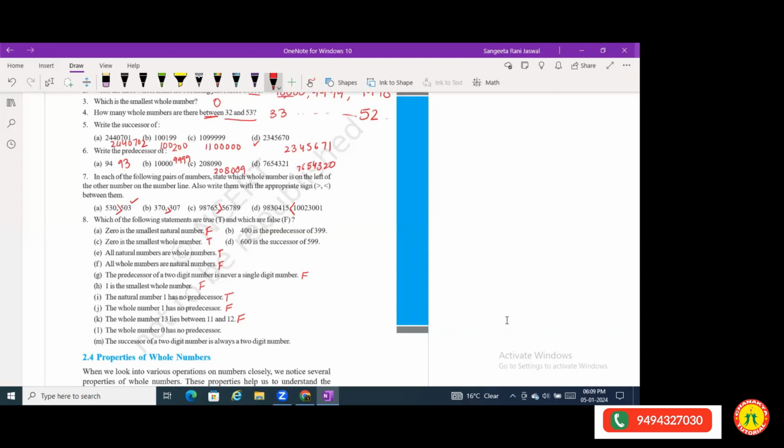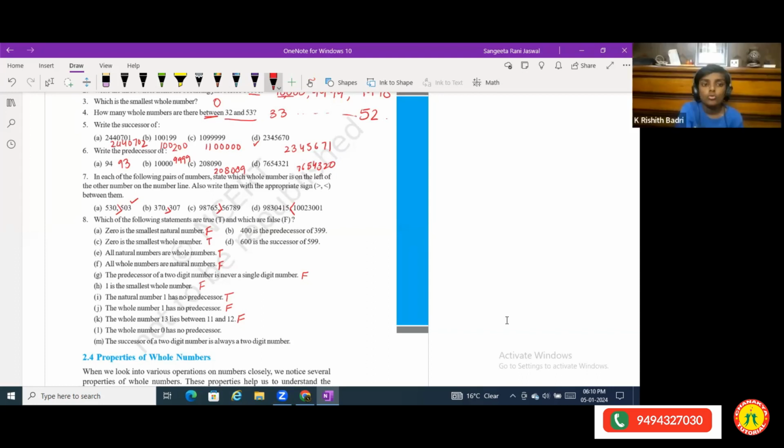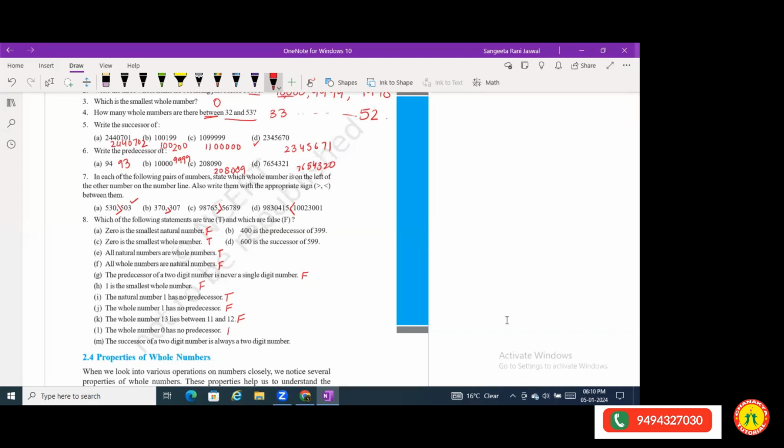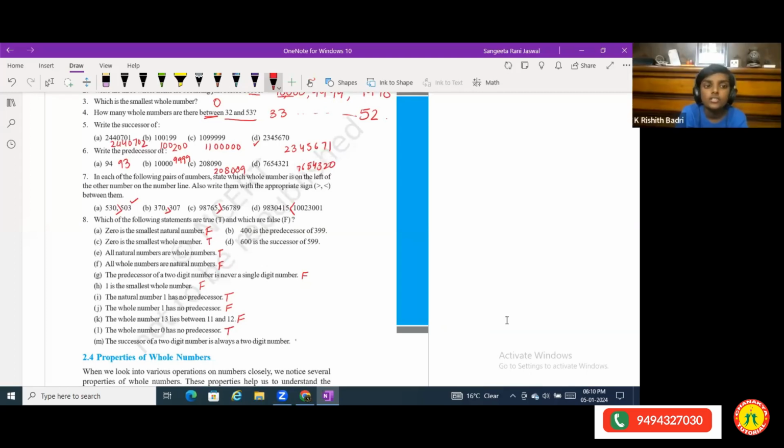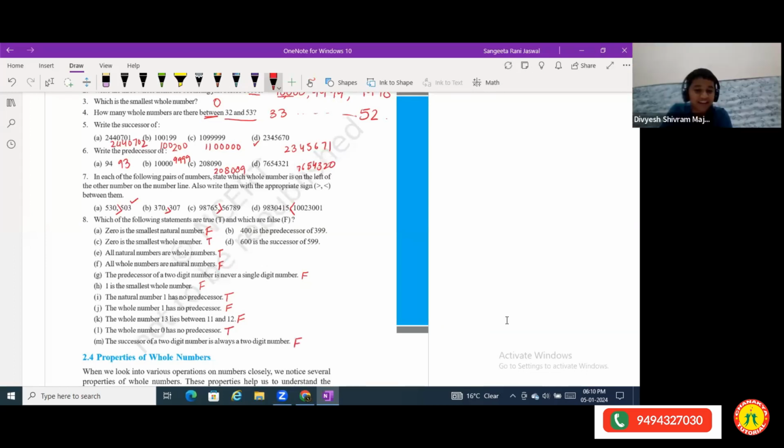The whole number 0 has no predecessor. Whole numbers start with 0, so it has no predecessor. Yes, true. The successor of a 2-digit number is always a 2-digit number. False. The successor of 99 is 100.